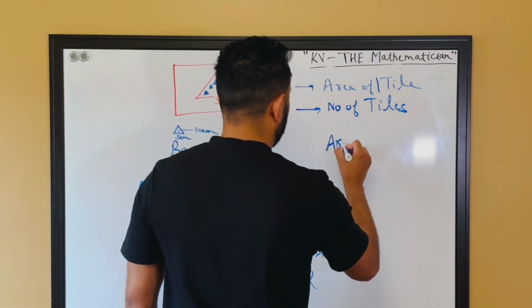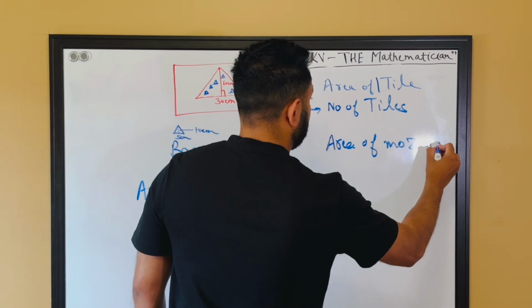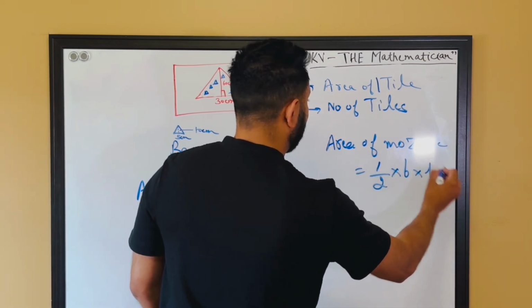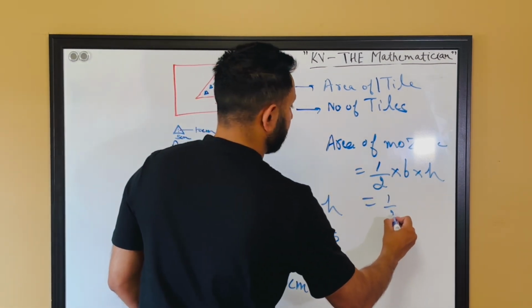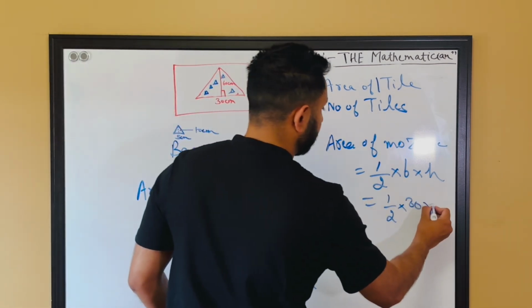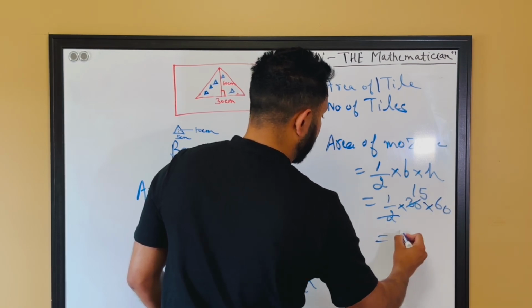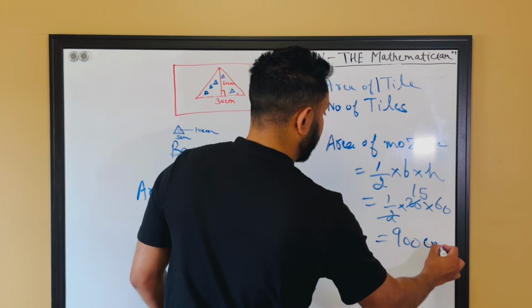So the area of the mosaic will be half base into height. So the base is 30 centimeter and the height is 60 centimeter. So the answer comes out to be 900 centimeters square.